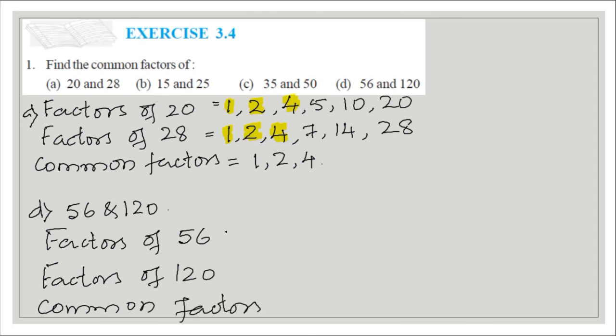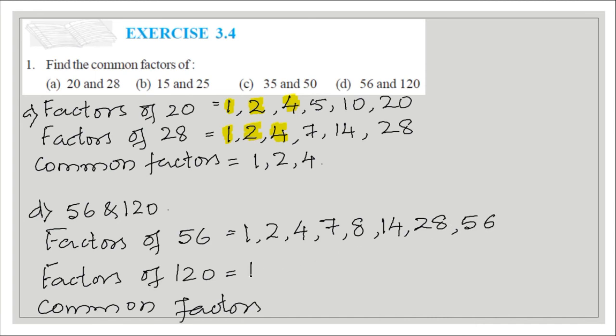The factors of 56 are: 56 is exactly divisible by 1, 2. It is also divisible by 4. 7 8s are 56, so 7, 8. Then 14 4s are 56, so 14. 28 2 times is 56. 56 1 time is 56.